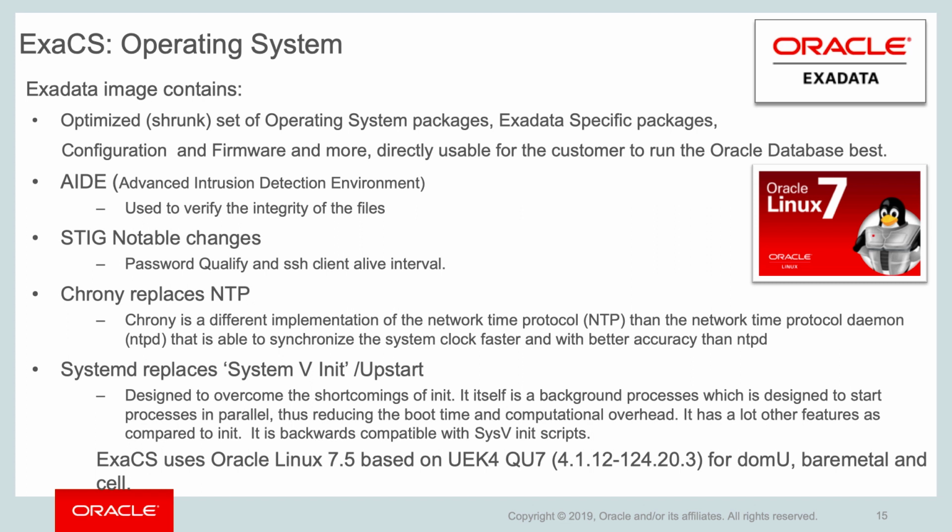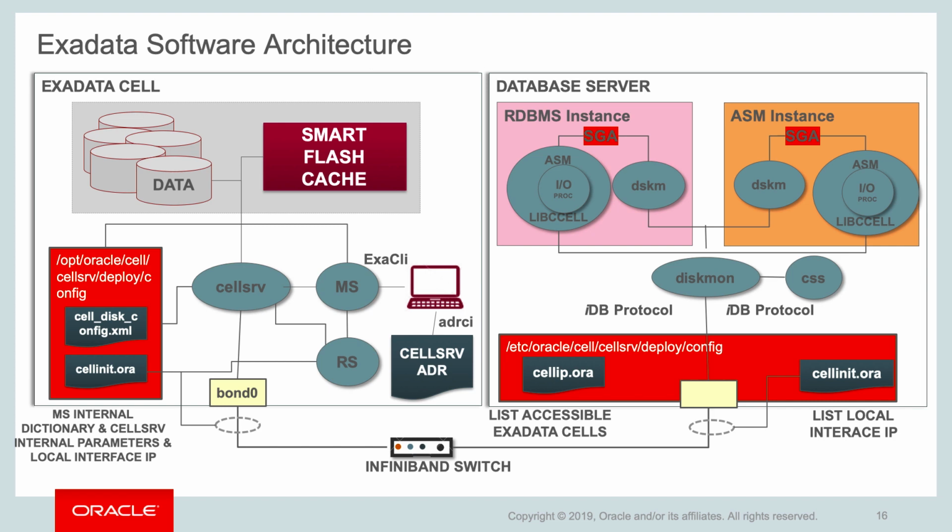The other parameter is SSH client alive interval. You can set a value for it, and normally quiet SSH sessions will time out faster, and you can prevent that with this new feature. So if you want to send keepalives on your long SSH sessions that are quiet, you can use client alive interval. Now let's talk about the Exadata software architecture.